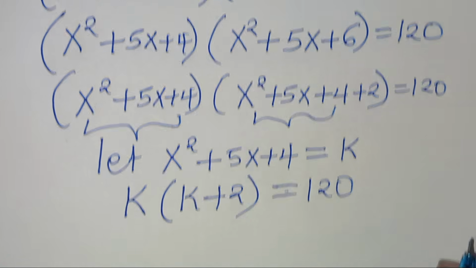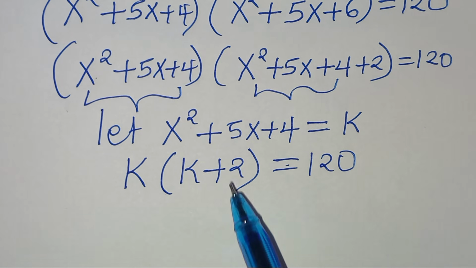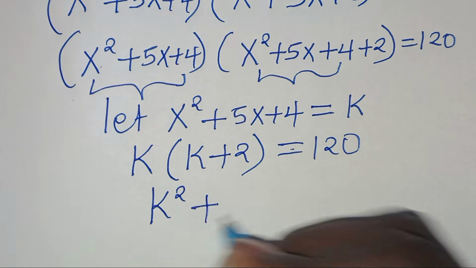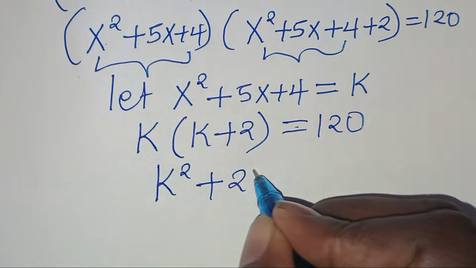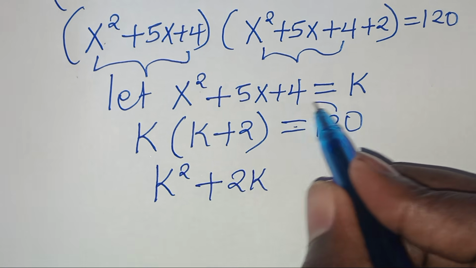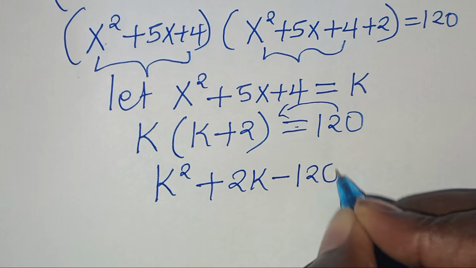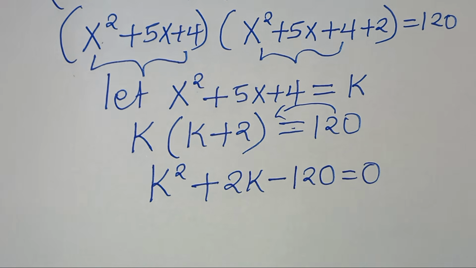So that now, let's open the parenthesis here. We have k times k. This is k to the power of 2. Then plus k times 2, this is 2k. Let's take 120 to the left hand side. So this means we have minus 120. This is equal to 0.